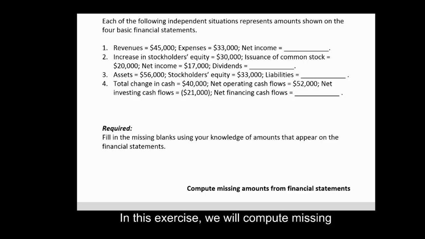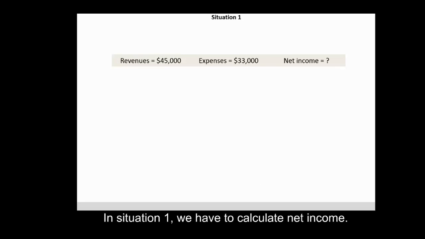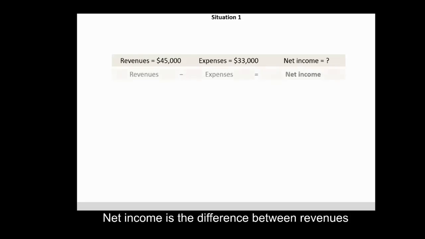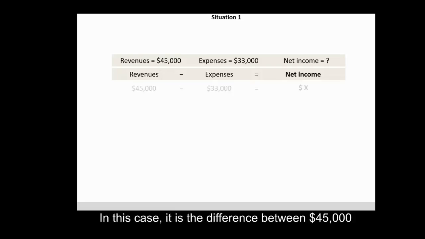In this exercise, we will compute missing amounts from financial statements. In situation 1, we have to calculate net income. Net income is the difference between revenues and expenses. In this case, it is the difference between $45,000 and $33,000, which is $12,000.